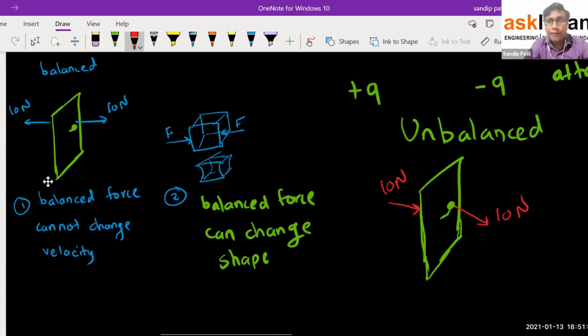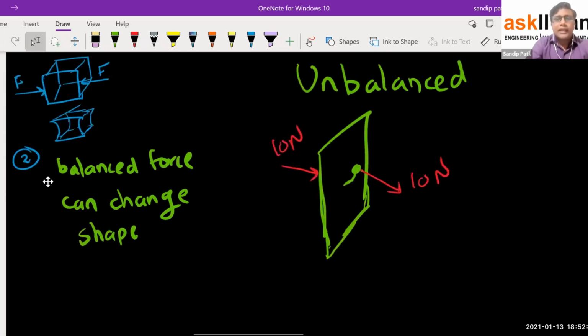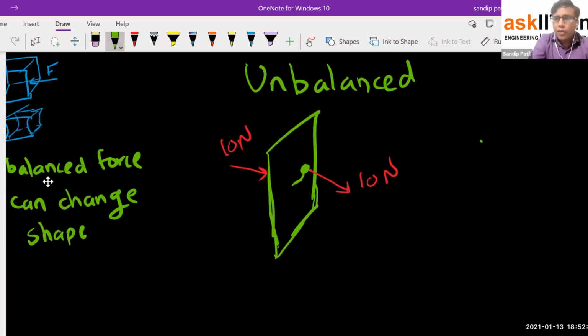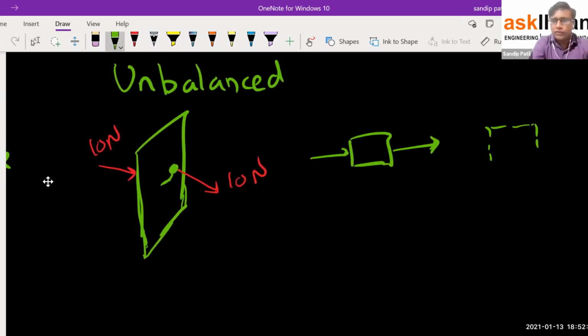But in this case, what is happening? Both the forces are in the same direction. Now, what will happen? Obviously, the door is going to open. Simple. If I keep the block here and apply two forces like this, what will happen? This block will start moving, so it will go to a different point because of this force. So in unbalanced force, the object will not stay at rest.